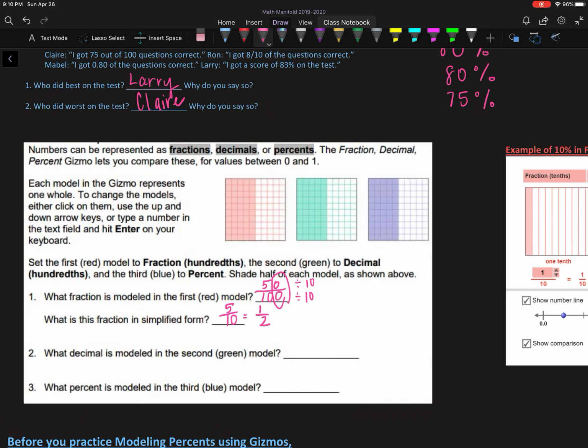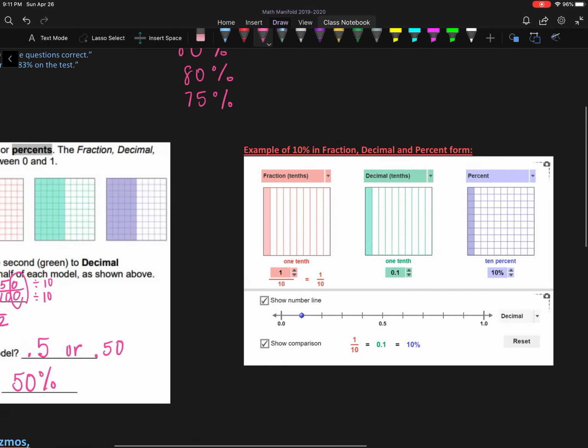The decimal version in green is I've got 5 rows of 10. So I could say that I had 5/10. Or there are 50 hundredths represented. There are 50 little green squares colored in. And in the percent, a number out of 100, this would be 50 of the blue or purple squares out of 100 are colored in, or 50%.